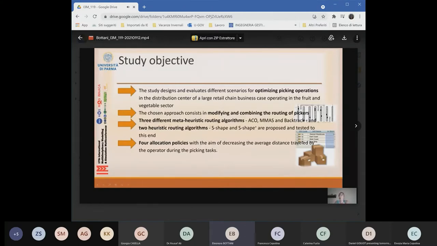The three different meta-heuristic routing algorithms are ant colony optimization, min-max ant system, and a backtrack algorithm, while the two heuristic routing algorithms are the traditional S-shape policy and an advanced S-shape policy called S-shape plus.